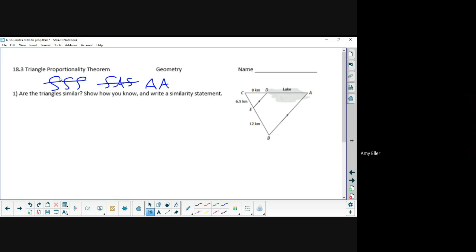No angles are listed. Does somebody have an idea about, whoa, is that too dark? No. Stay awake. Yes.